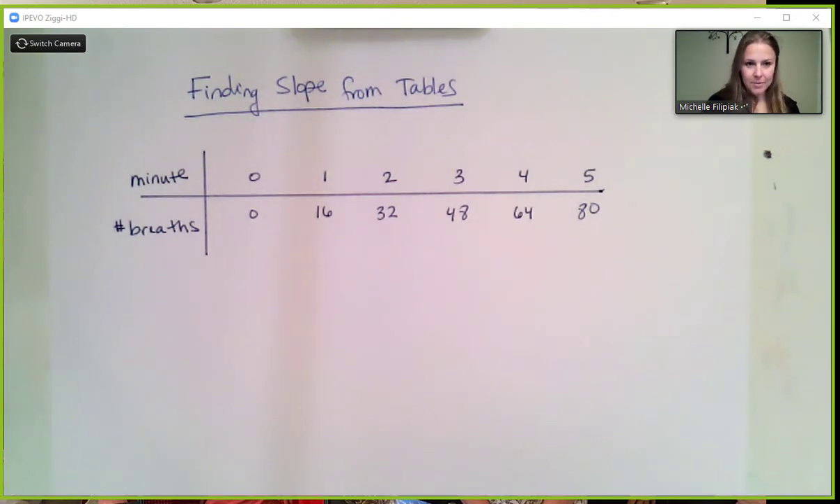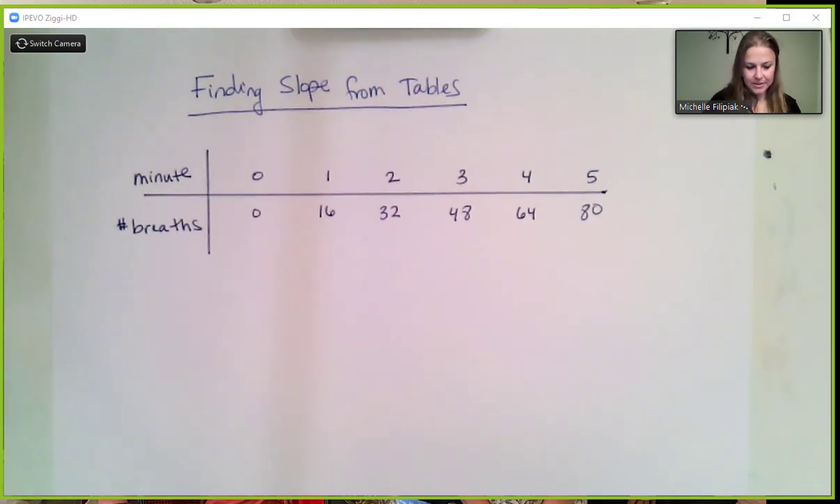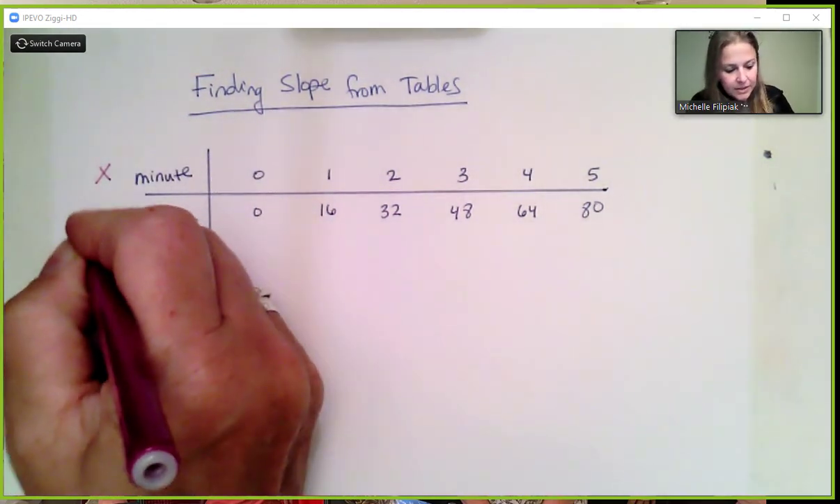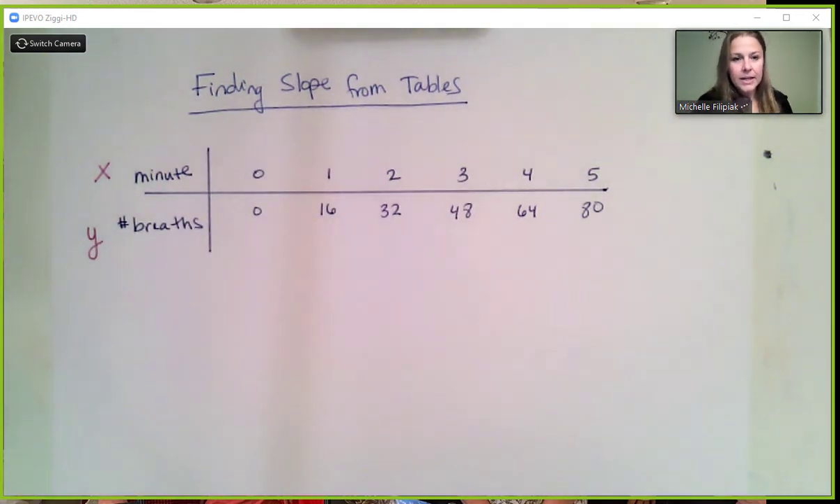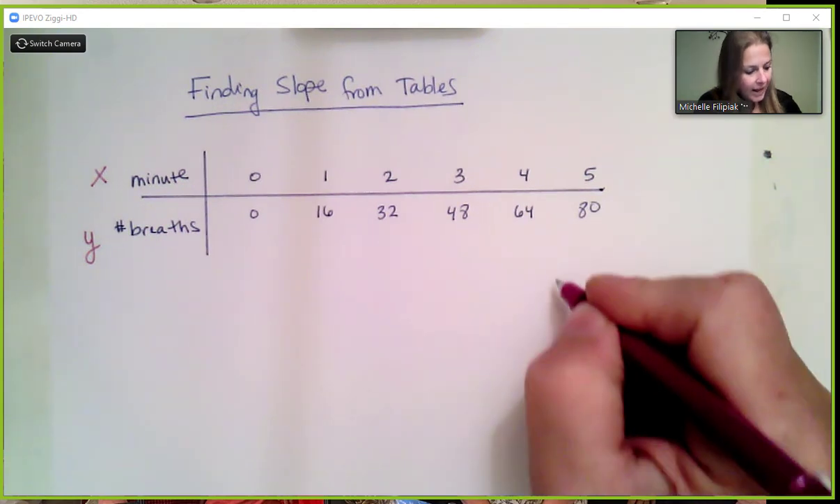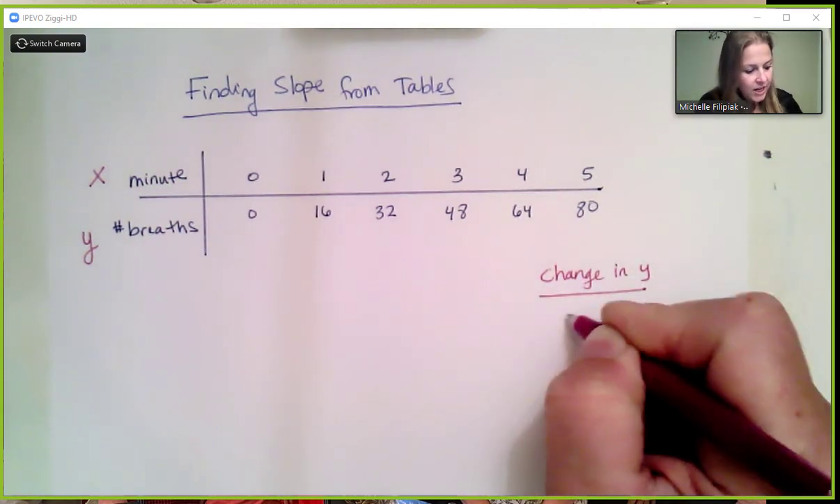So our first table is the number of minutes and the number of breaths a typical person takes in resting. So this is the x value, the independent variable, and this is the dependent variable. So when you find slope, you want to find the change in y over the change in x.